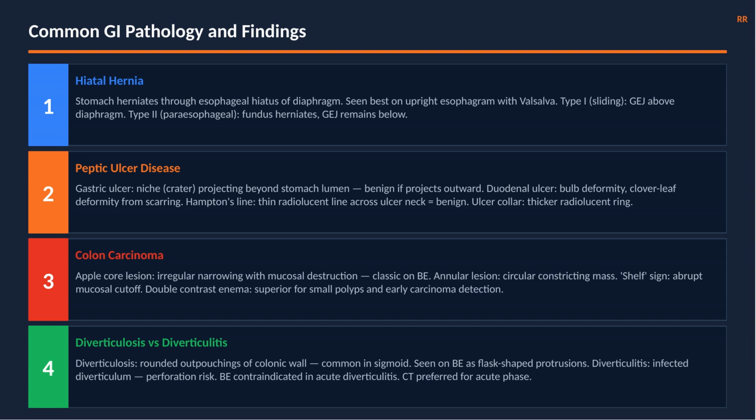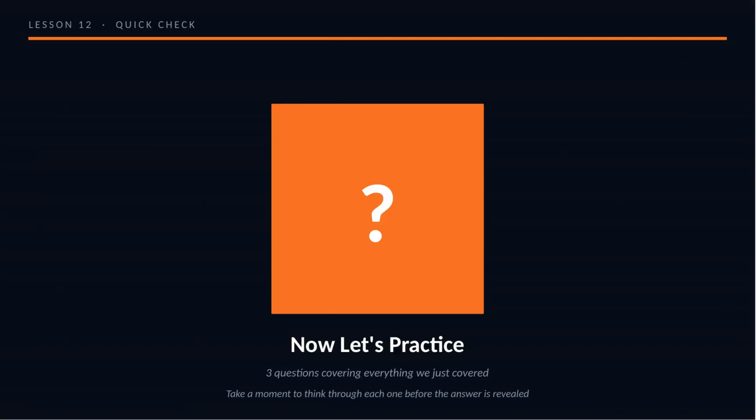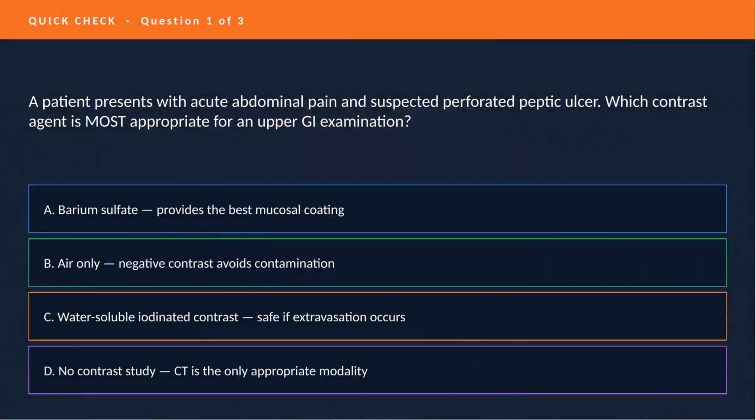Diverticulosis. Rounded-out pouchings of the colonic wall. Most common in the sigmoid. Flask-shaped protrusions on barium enema. Diverticulitis, an infected diverticulum, is a contraindication to barium enema in the acute phase. Now, 3 digestive system contrast questions.